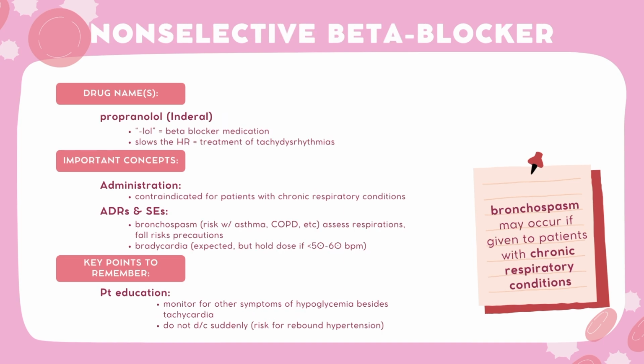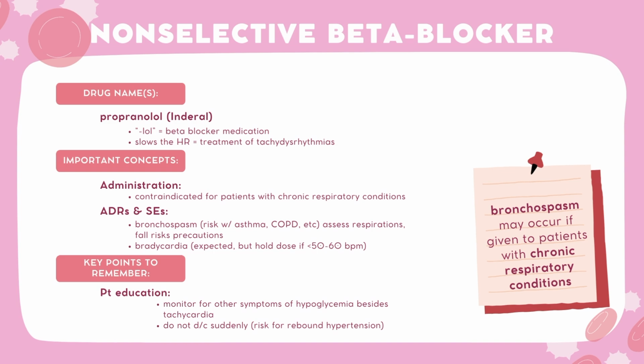Now for the non-selective beta blocker, propranolol. Remember, we can recognize our beta blockers due to their common ending of LOL. Beta blockers slow the heart down, making them effective in treating tachydysrhythmias. But since this is a non-selective beta blocker, bronchospasm may occur as an adverse reaction. And so those with chronic respiratory conditions such as asthma are contraindicated from using these meds.